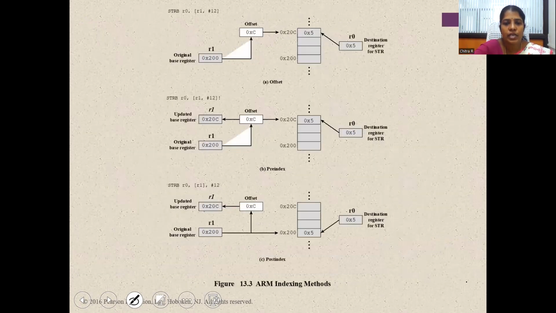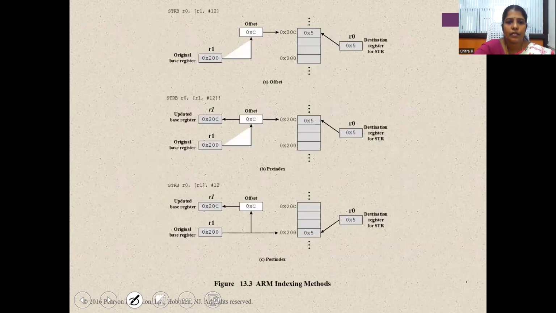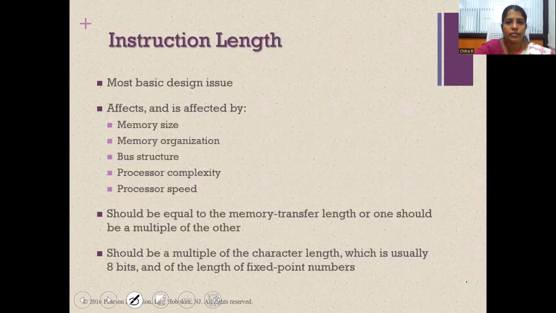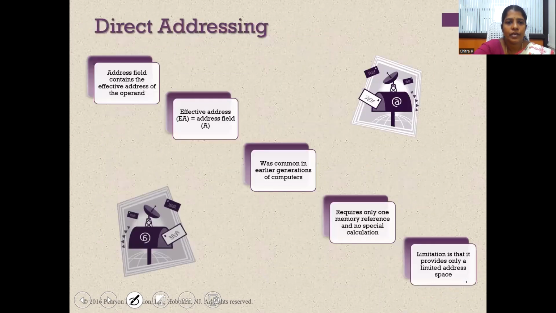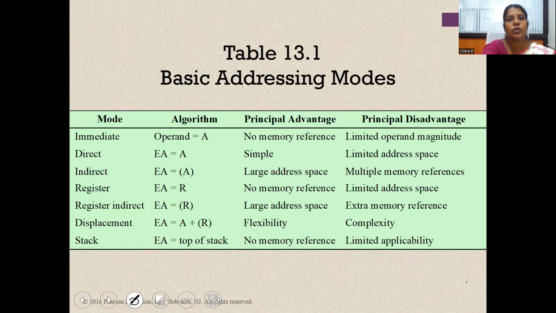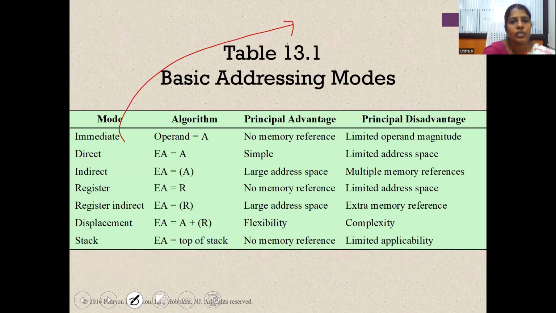Hence, I will give one example for each addressing mode. The first one is the immediate addressing mode. An example for this is MOVE R1, comma, hash 10. Suppose you want to store the value 10 in the register R1. You know the value initially, so you will directly use it by using this immediate addressing. This is an example of immediate addressing.